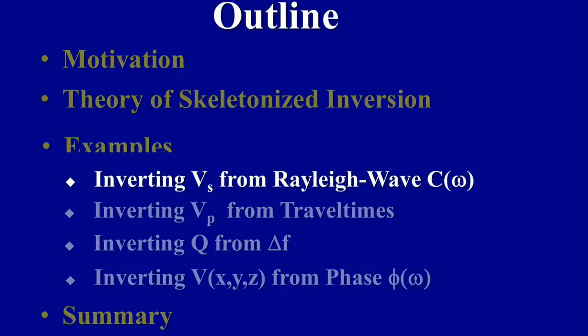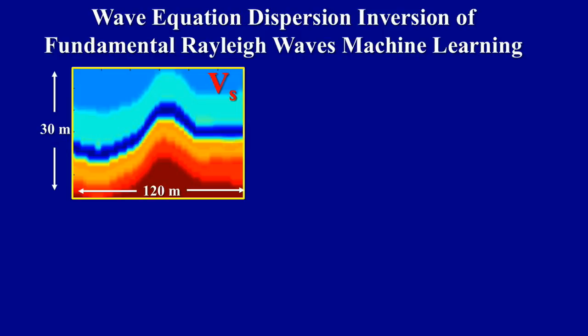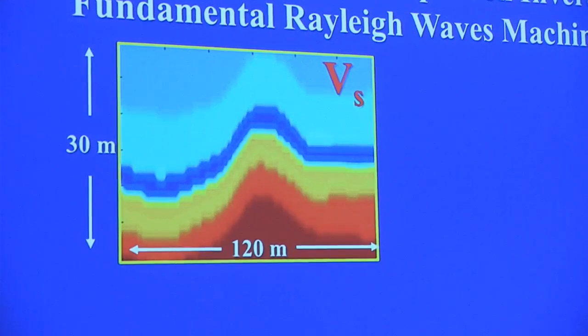Okay, let's now invert for VS from the Rayleigh waves. This is a shallow depth section of what we consider to be a foothill region of the Earth. And I believe Jing Li got this from one of the SEG foothill models. And this is a variation not of VP, but of VS.